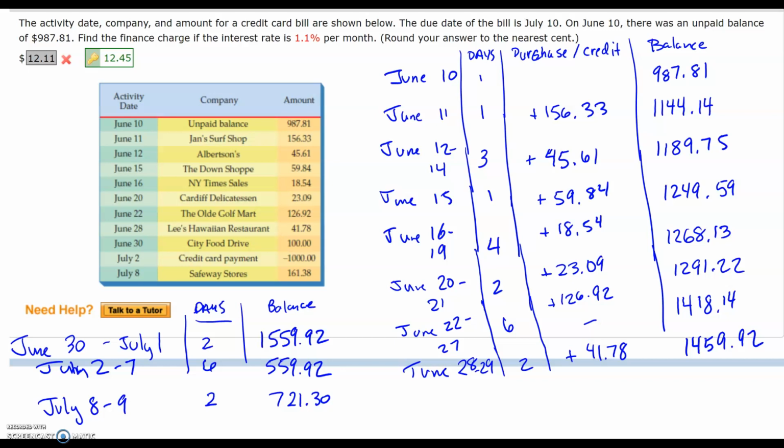To make all this easier, because they're asking us to find the average daily balance, you've learned to multiply the daily balance times the number of days and then divide by the number of days. That could be pretty tiresome or tedious if you're trying to do that all by hand. So I suggest that you use a spreadsheet.